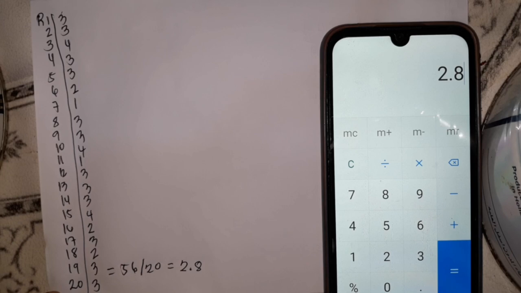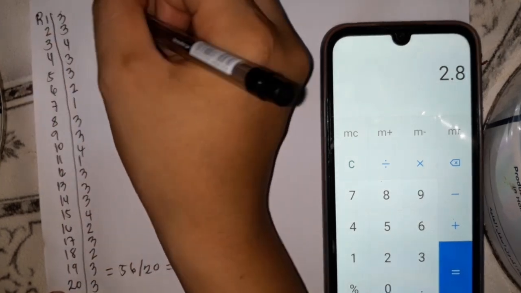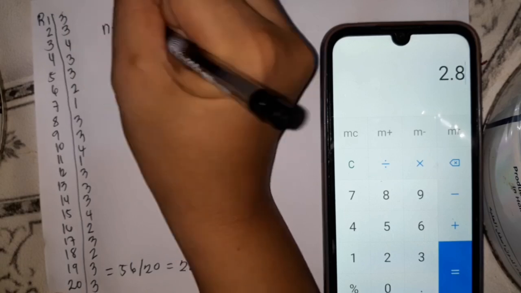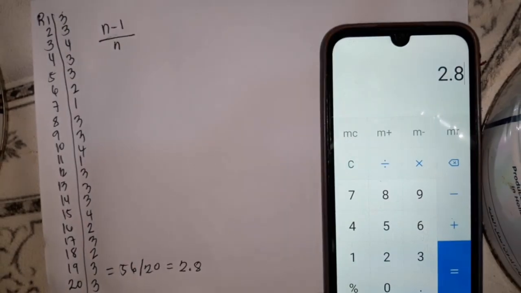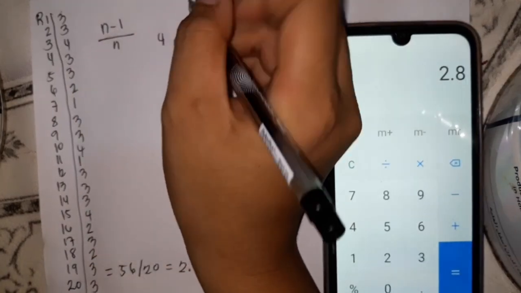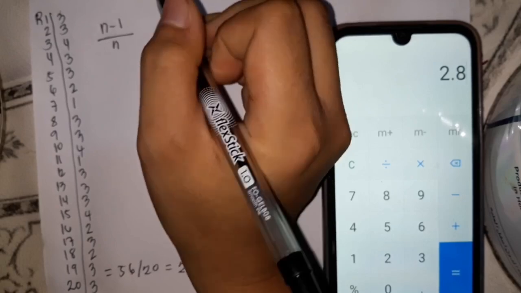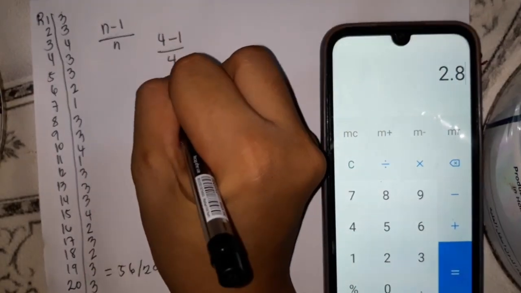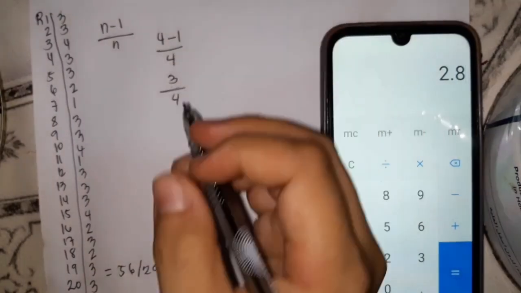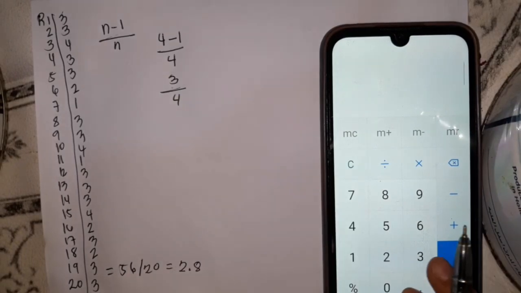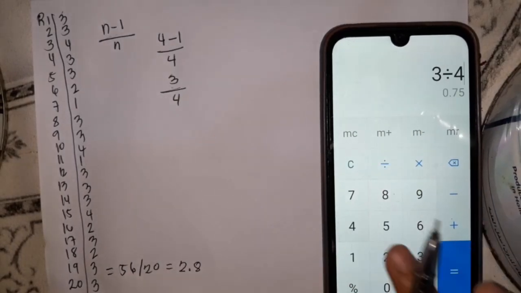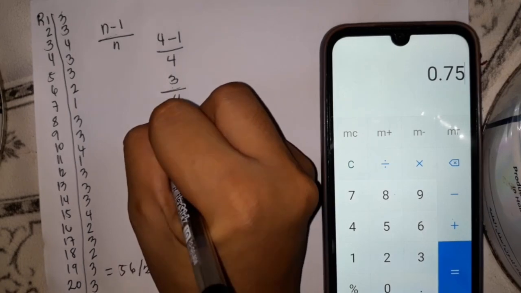Now, we have to get the interval width. So how to get the interval width? We need to follow this formula: N minus 1 divided by N. And here is the highest scale of the Likert scale, which is 4. Just follow the formula: 4 minus 1 is 3. So 3 divided by 4 is 0.75.